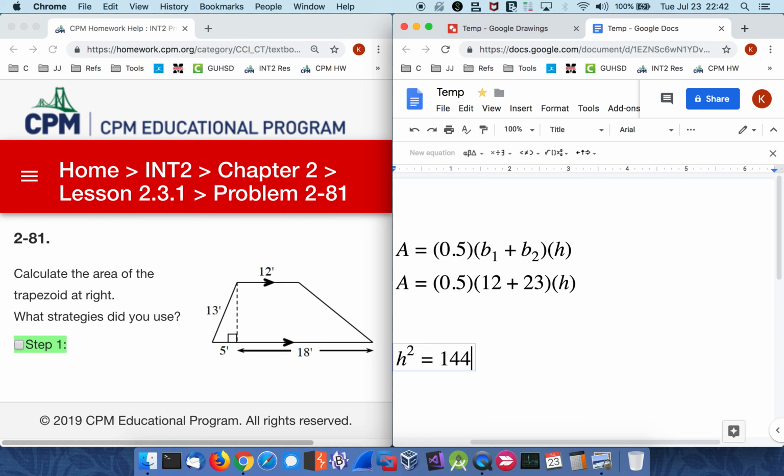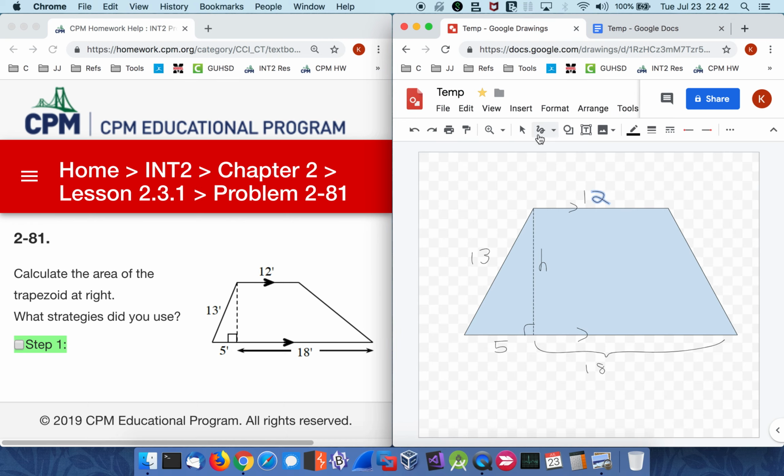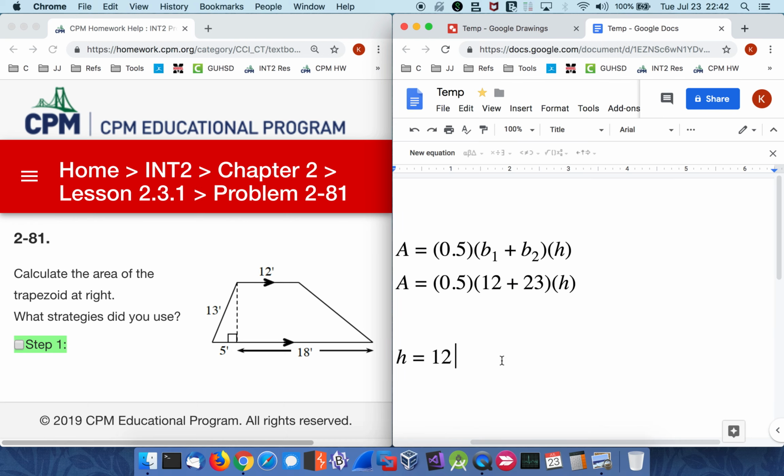144. Okay, and then we got a square over here, so let's go ahead and take the square root of that. And let's go ahead and take the square root of that. So what times itself is 144? And the answer is 12. So h equals 12. So this height right here is 12. Nice. All right. So we can get rid of this over here and write 12. All right. So now we've got that height, and we've got those two bases. Now we can solve for this area.